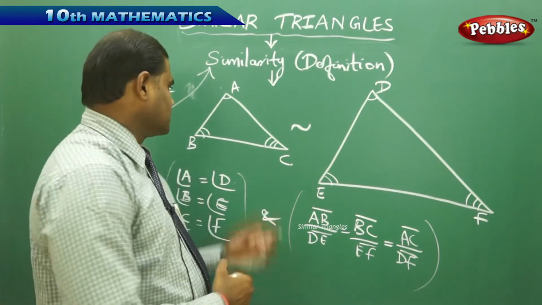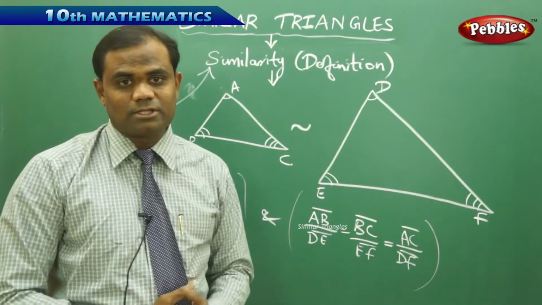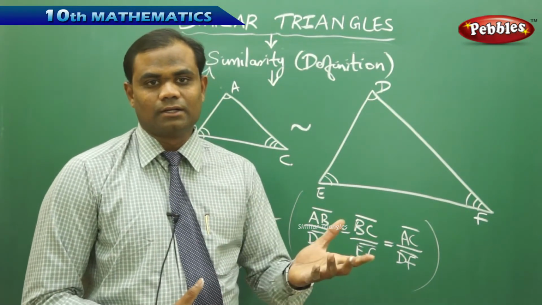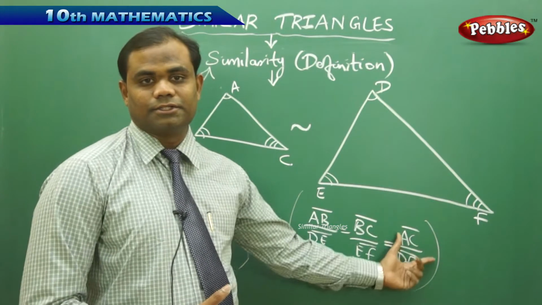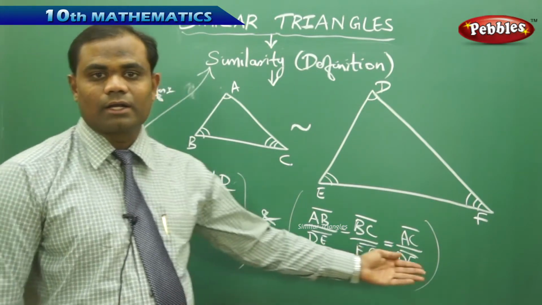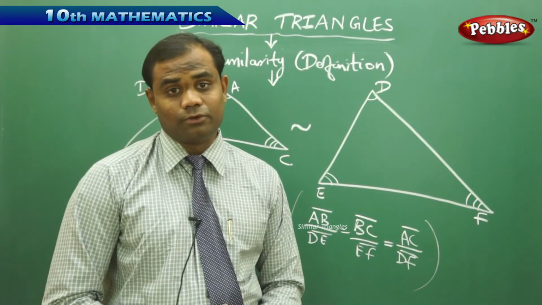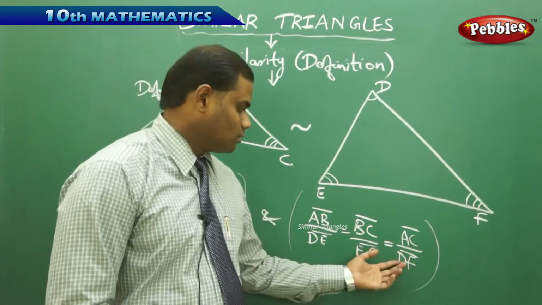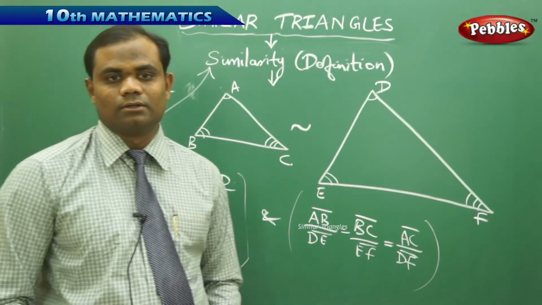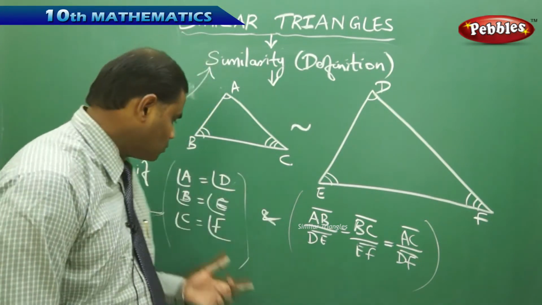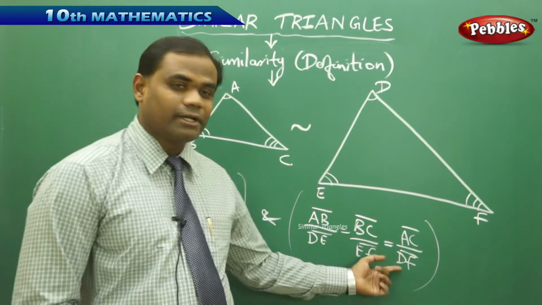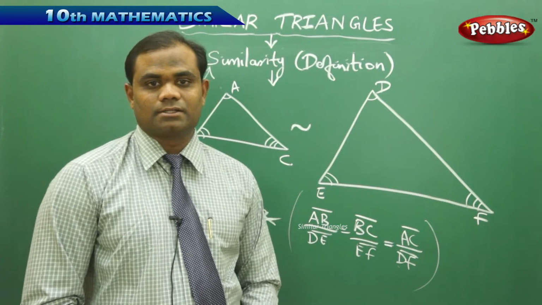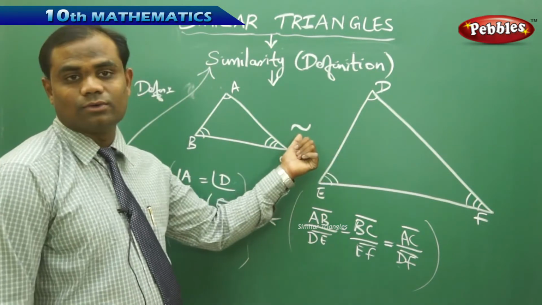Therefore, the two triangles ABC and DEF are said to be similar under these two conditions. For any two triangles to be similar, this is the condition. These two, condition 1 and condition 2, both must be true. If one of them holds and the other doesn't hold, they are not similar. The condition for similarity is that both the angle property and the ratio property must be satisfied, and hence we can say they are similar, denoted with this.